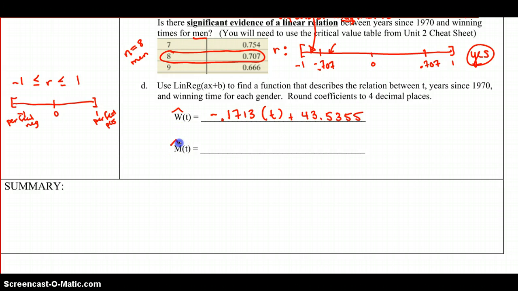And then our estimated winning times for the males, given the years since 1970. Again, on the linear regression output screen for the male data, we got 0.1446 t plus 39.5476. So again, thinking about as we graph these, this would be our slope, and this number would give us our y-intercept. Okay. So we can see the slopes are different, so we know these two lines will need to intersect eventually somewhere. We do see that they have negative slopes, which makes sense because we got negative values of r as well.